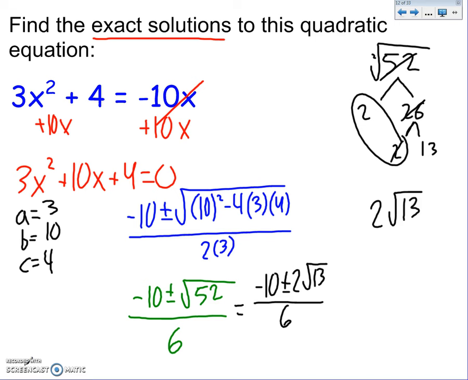So negative 10, 2, and 6, they're all divisible by the GCF of 2. So negative 10 divided by 2 is negative 5. 2 divided by 2 is 1, which you do not have to write. And 6 divided by 2 is 3. So that is our final answer.